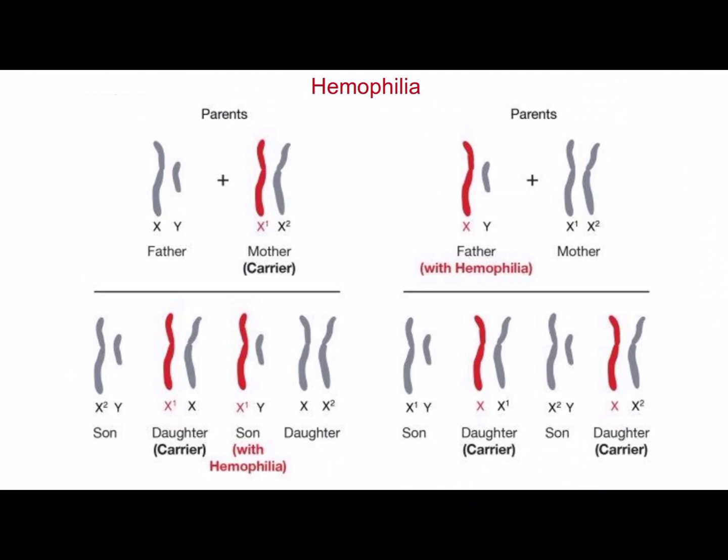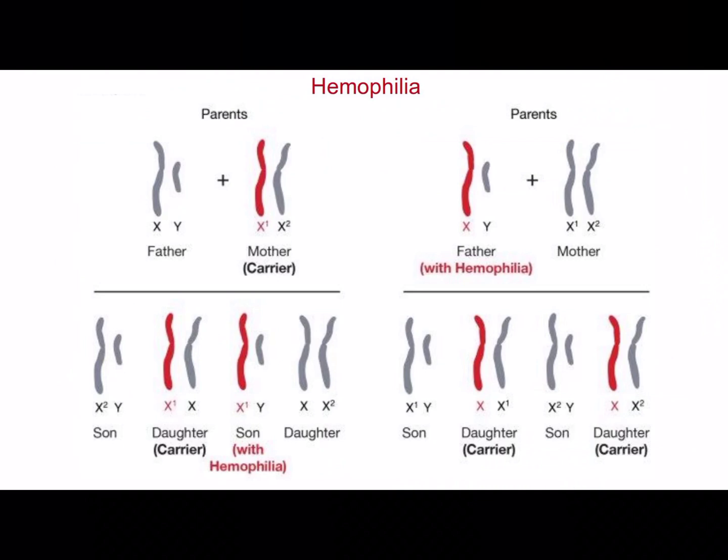So he will have hemophilia. And the next one is a daughter, which received two normal, healthy chromosomes. On the left, we have another pair of parents. This time, the father is the carrier of the gene. He is expressing hemophilia.